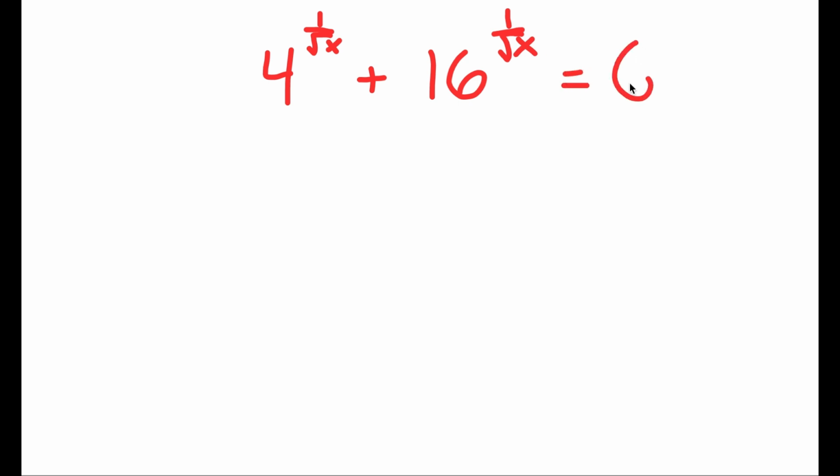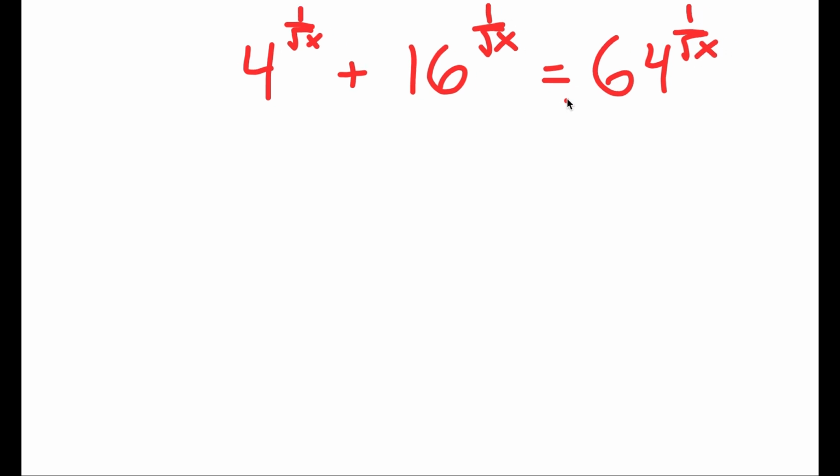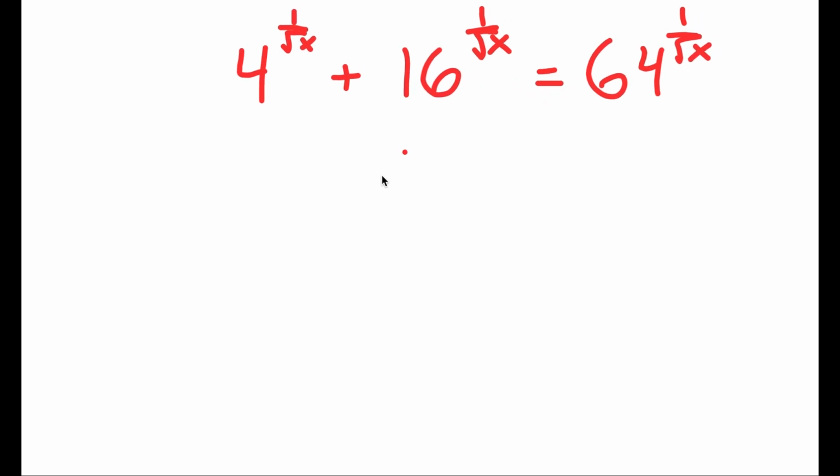All right, so in this video, I'm going to be solving the equation 4 to the power of 1 over square root of x plus 16 to the power of 1 over square root of x is equal to 64 to the power of 1 over the square root of x. So to first start off, what I'm going to do is I'm going to try to get rid of this 1 over square root of x for now.